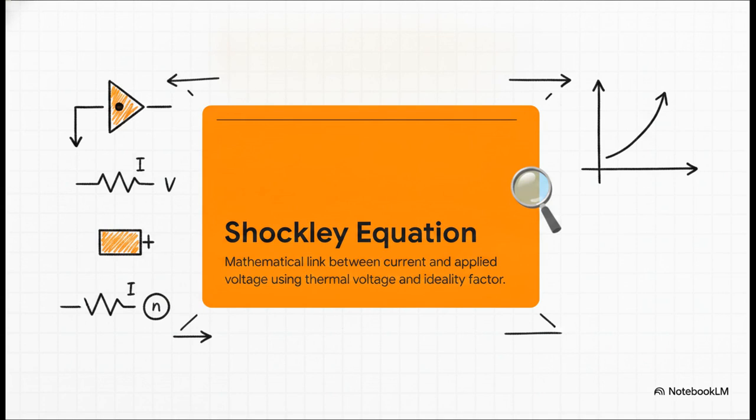Now, all of that physical action is elegantly captured by the Shockley diode equation. It tells us that the diode current, I, equals the saturation current, IS, times a specific exponential factor. Basically, it's the mathematical bridge between the current flowing through the device and the voltage you're applying across its terminals. It even factors in the thermal voltage, which hovers right around 26 millivolts at room temperature, and this thing called the ideality factor, N, which just tweaks the math based on the specific real-world material you happen to be using.